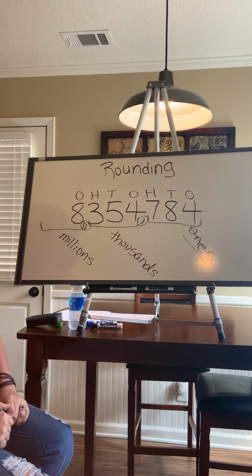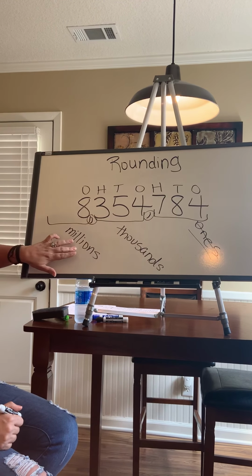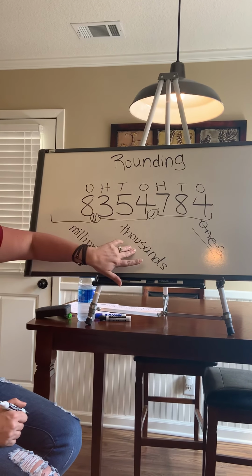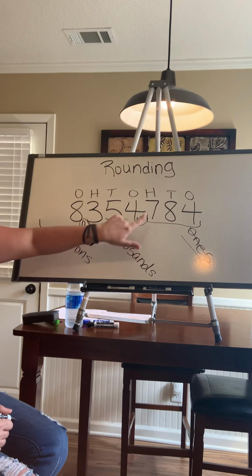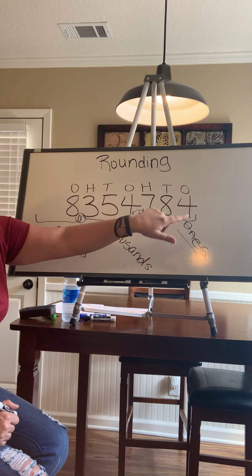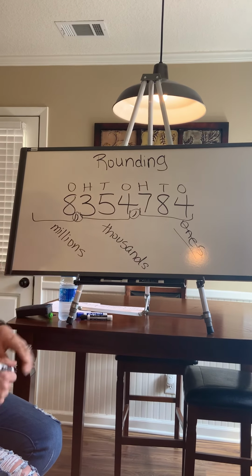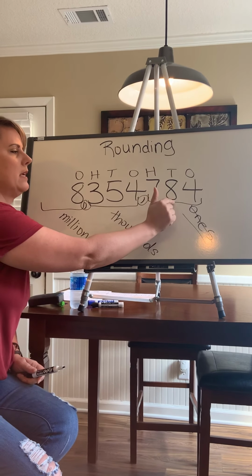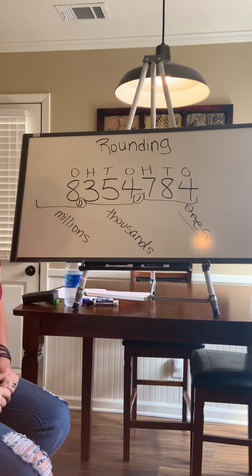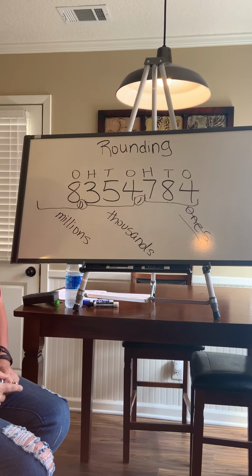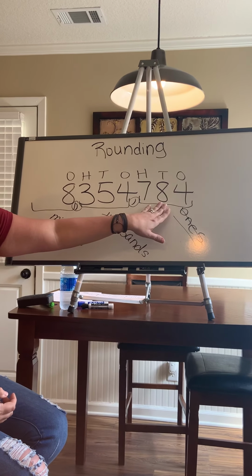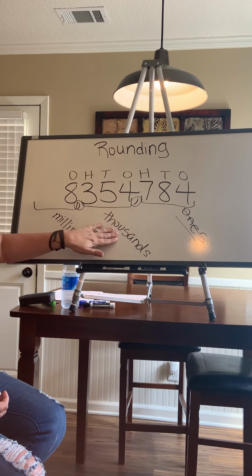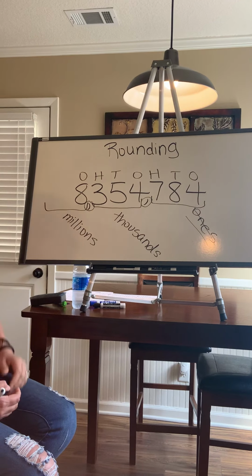For example, when I say the number 8 million, I say the word million. 354,000, I say the word thousand. 784, I don't say ones. So we read the number 8,354,784. See, we don't say that one, so that's why we call it the silent period. But we need to know that this first set of 3 digits in a number is called the ones period. The next set is called thousands. The next set is called millions.